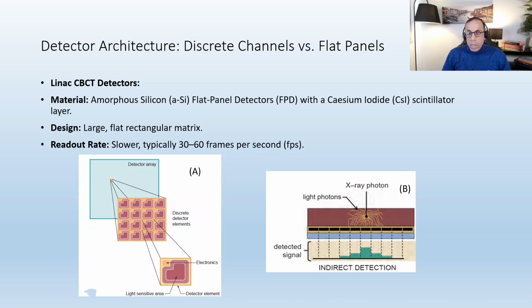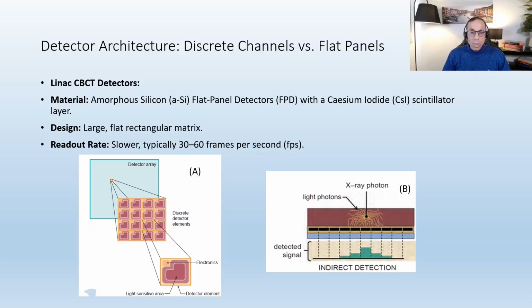Because electronics take up space, a portion of the detector surface cannot capture X-rays. This inactive space reduces our geometric efficiency, which is the ratio of the active sensing area to the total detector area.